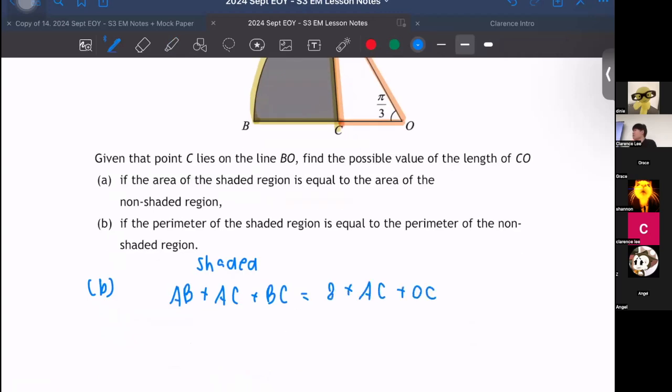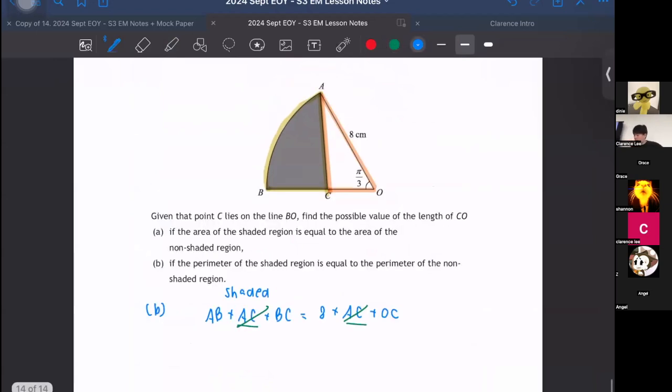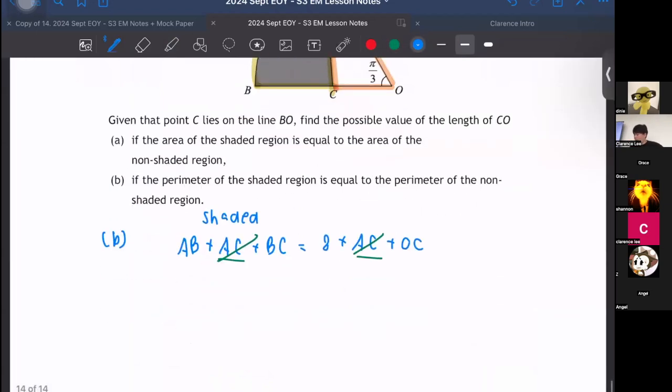We are solving for OC. You look at the left-hand side and the right-hand side, and you realize that AC appears twice. So can cancel? Can. So instead of trying to find AC, when you write it out like this, you realize AC can be cancelled, which means you don't need to go through the trouble of finding the value of AC. Then you want to find AB, which is just your arc. So AB will just be R theta, so it's 8 times pi over 3. This is my formula for arc length, R theta.